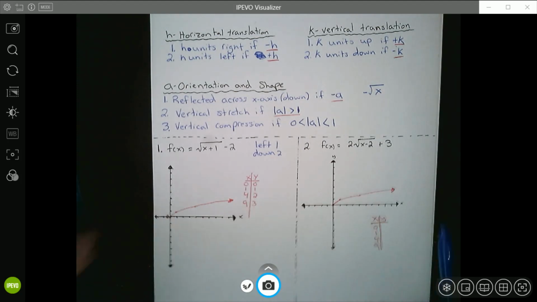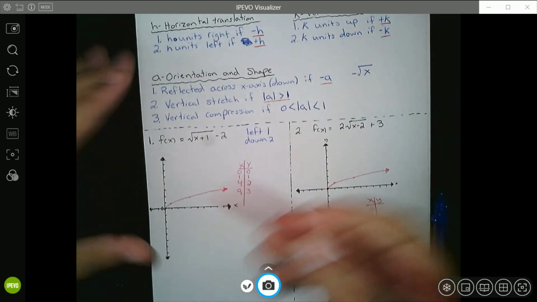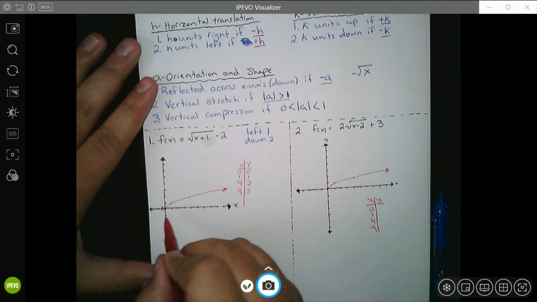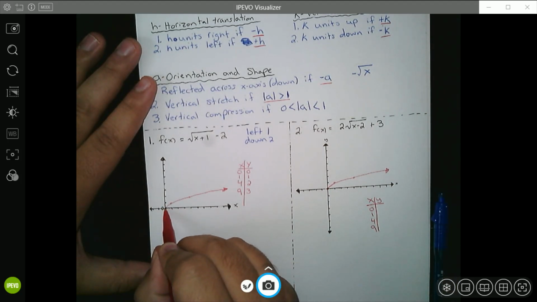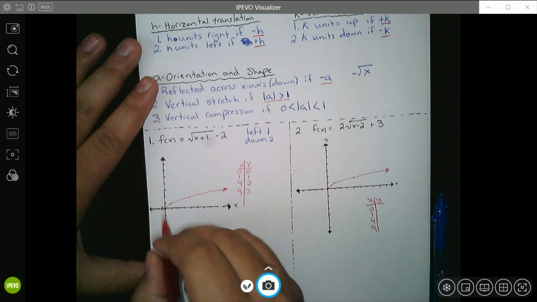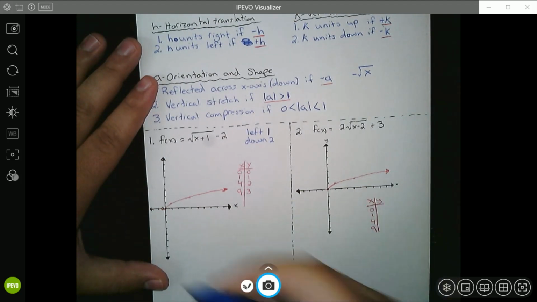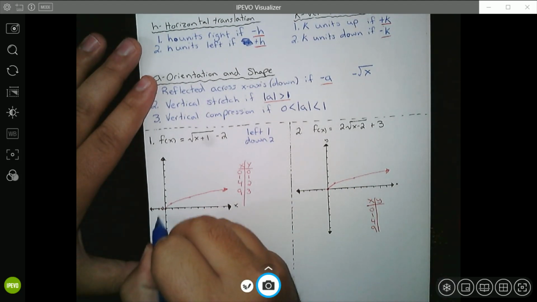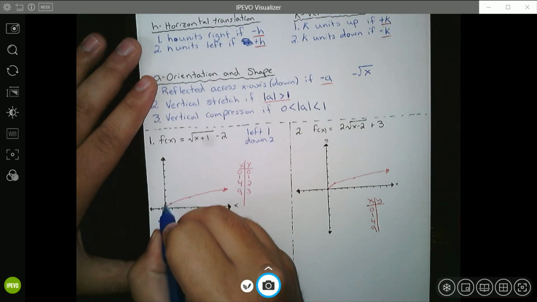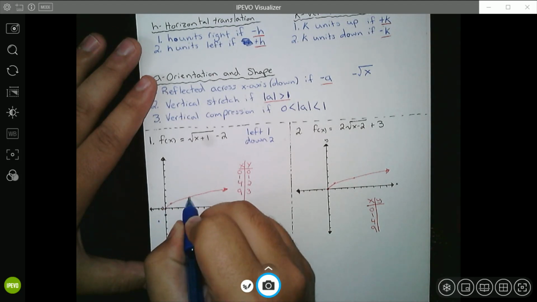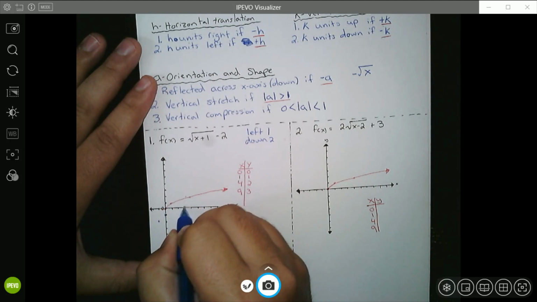Now, if you were just looking at the parent function, you'd be able to graph all these values yourself. So you'd be able to say, okay, I know from 0, I'm left 1, down 2. Let's do it in this color. Left 1, down 2.